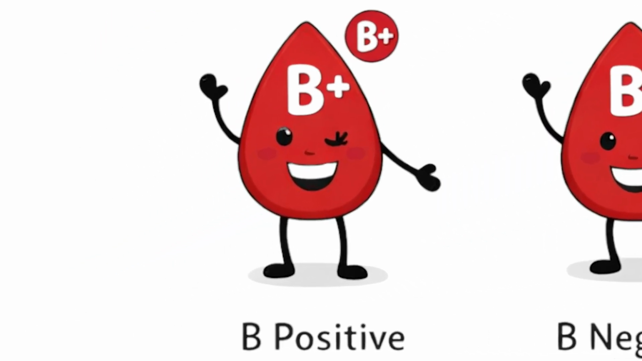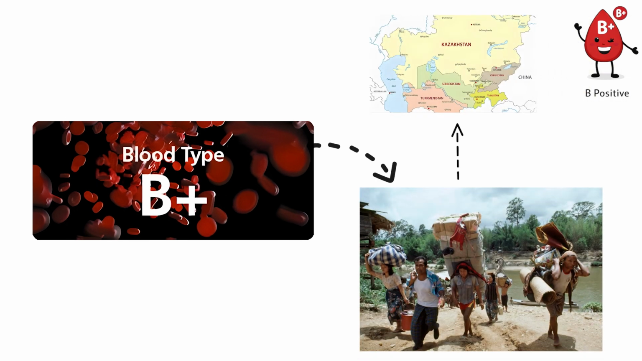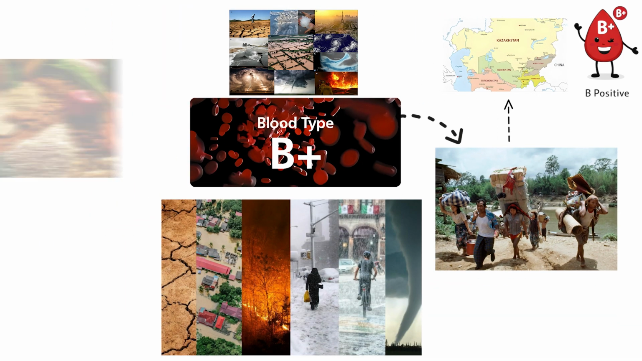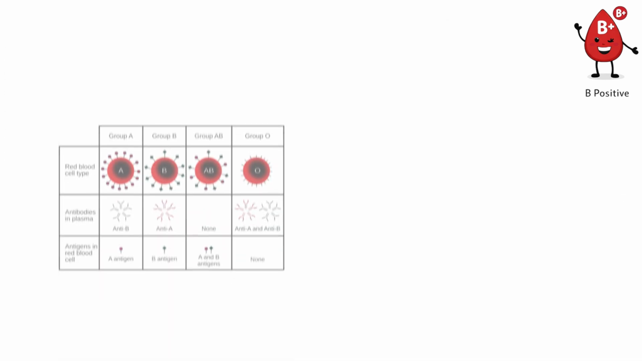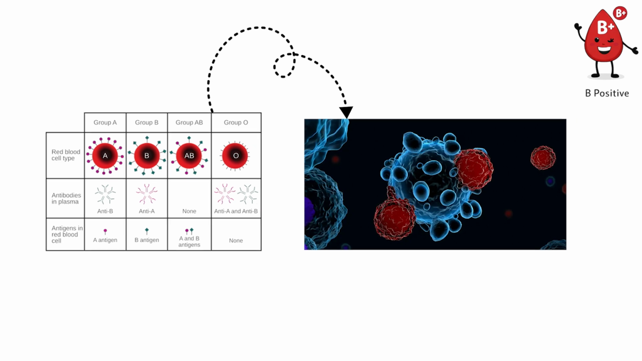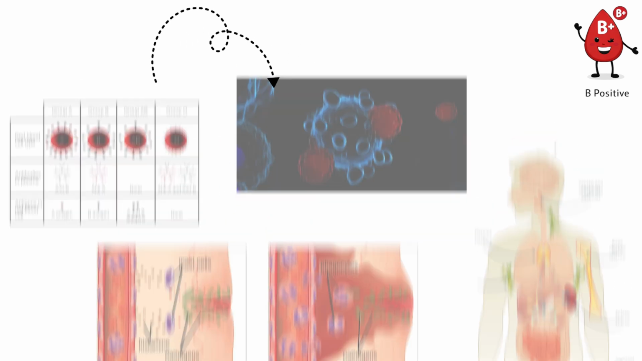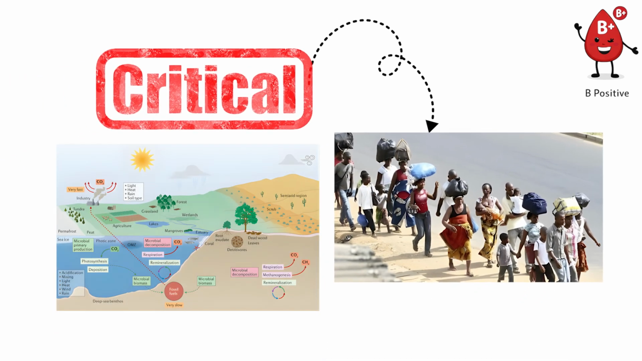B positive. Type B positive blood evolved as humans migrated across Central Asia into regions marked by extreme seasonal variation, temperature swings, and inconsistent food sources. These conditions favored adaptability above all else. The B antigen supports immune flexibility, allowing the body to respond to unfamiliar pathogens without excessive inflammation. This was critical for nomadic populations constantly exposed to new microbial environments.